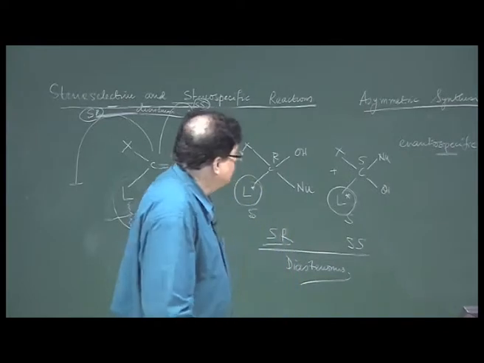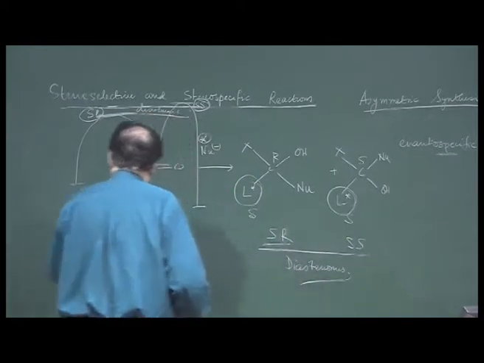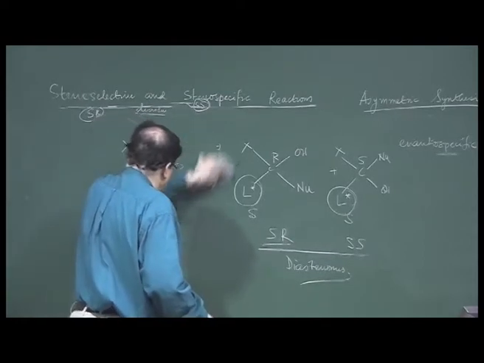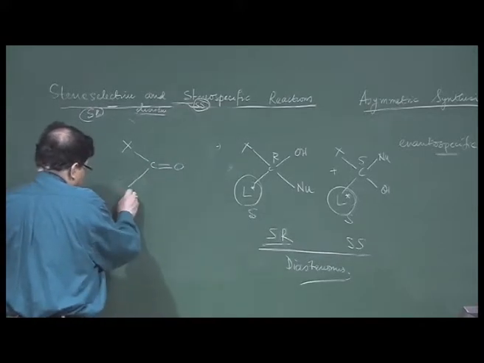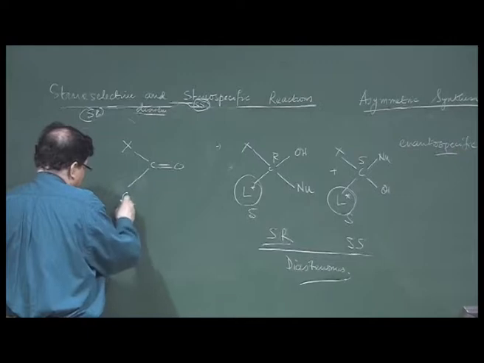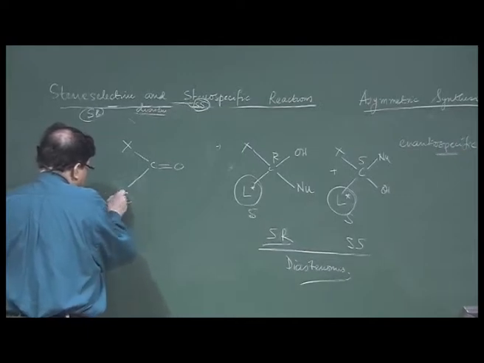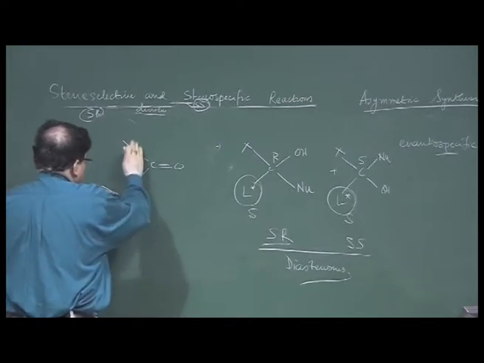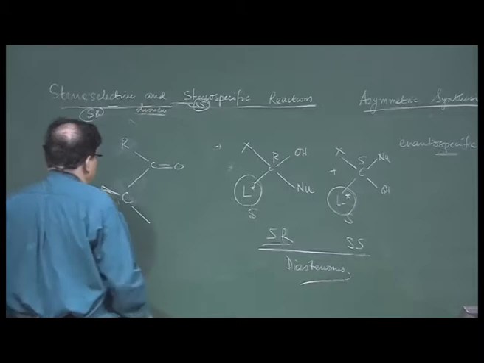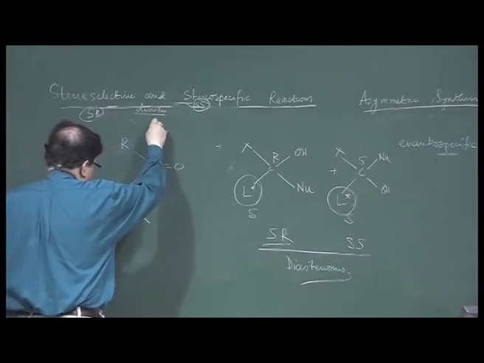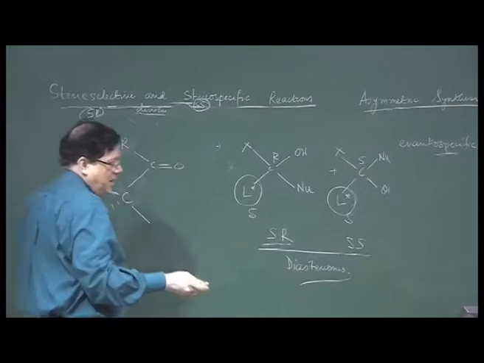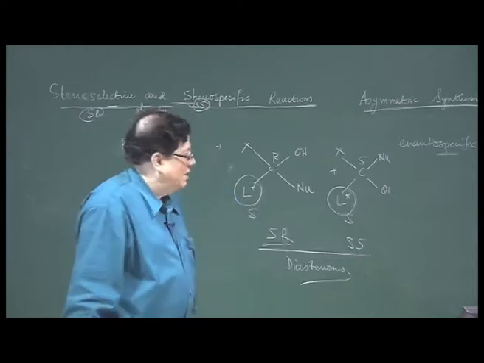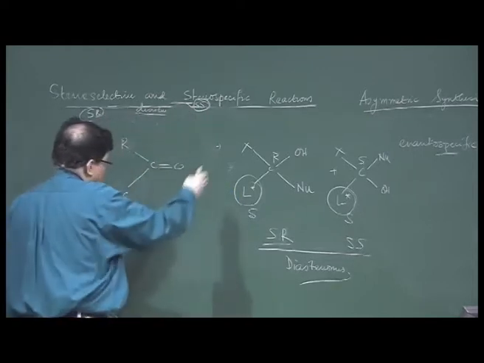Now, let us take the cases where there is a carbonyl and the carbonyl is attached to a carbon which is having a chiral center. So, chiral center means there are 3 groups here and there is an R group here. Now, if you want to do a reaction, say a borohydride reduction or an RMgX addition, methyl magnesium bromide addition, then you are passing through a diastereomeric transition state.